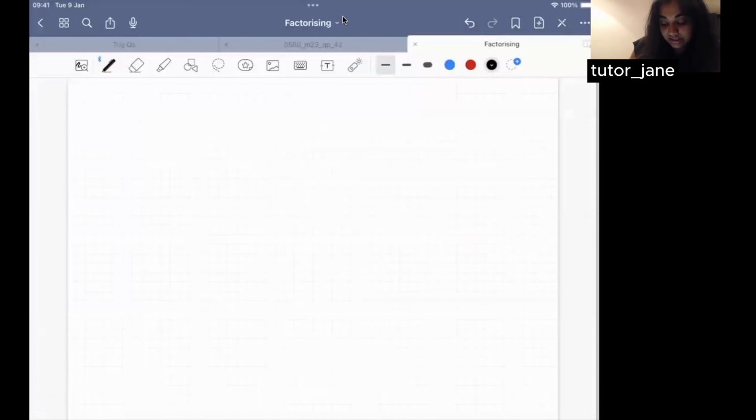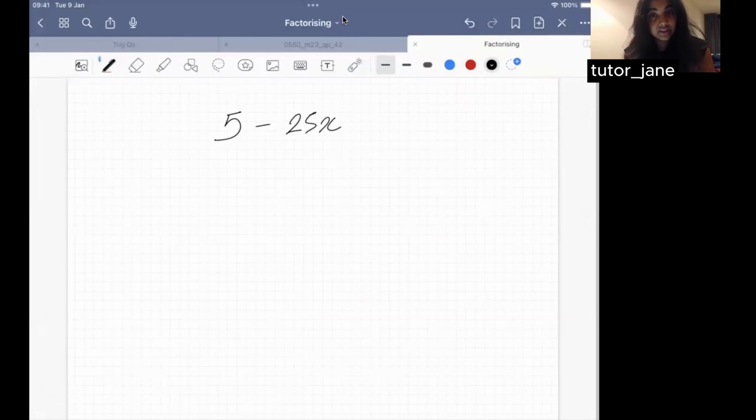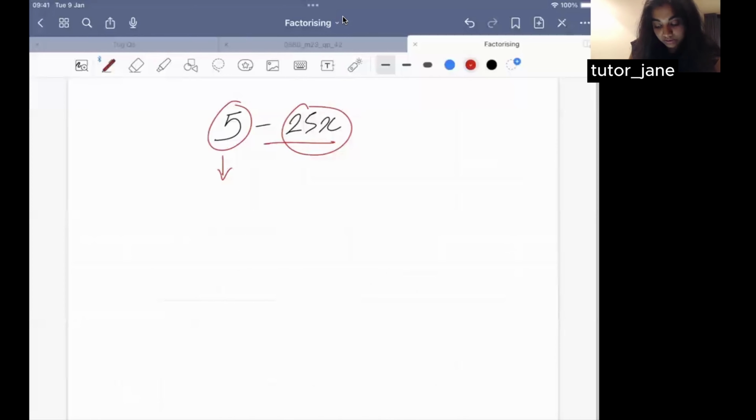So let's say we had 5 minus 25x. If we were asked to factorize this expression, we're going to follow the rules. We're going to look at everything in our expression. In this case, we've got a 5 and we've got a minus 25x. Now, what do these things have in common? Well, the 5 is divisible by 5, right? If we take out the 5, we'll be left with 1.